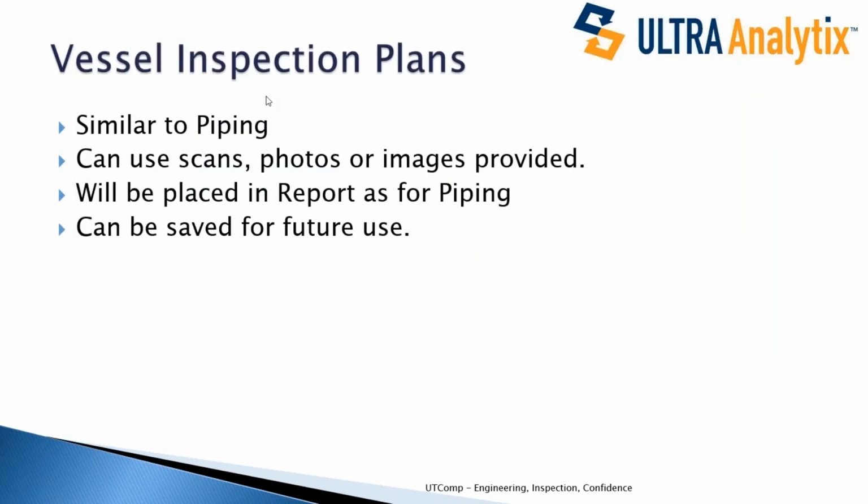This information, by the way, will be placed in the report, just like it is for piping. You know how when we issue a piping report, we say, here's what inspections were done. We can also save it for future use. Remembering for piping, you can save a copy of the XML file. You can also save Word files as worksheets.